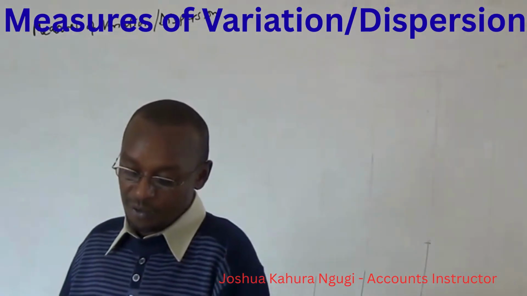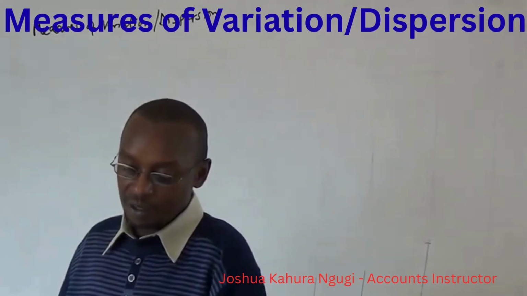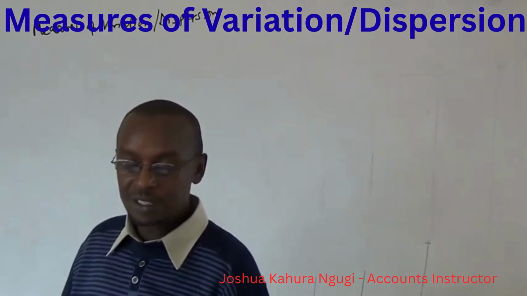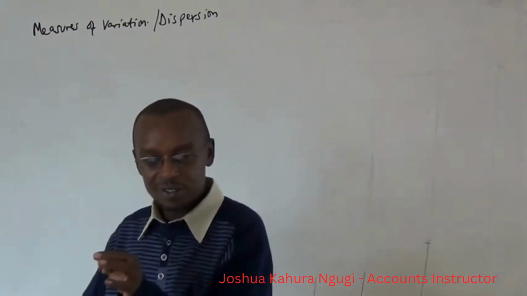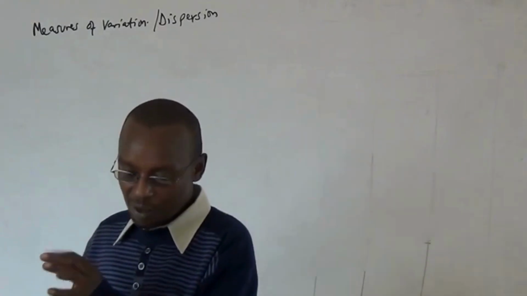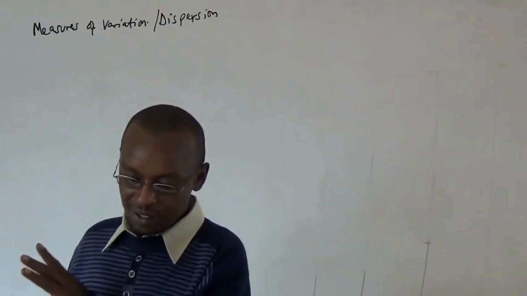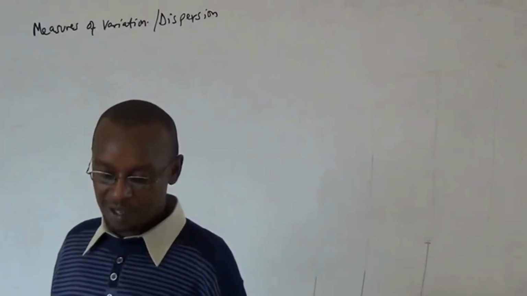So if the data is approximately dispersed around the mean, then the measure obtained is small. If it is away from the mean, then the measure will be a big number.